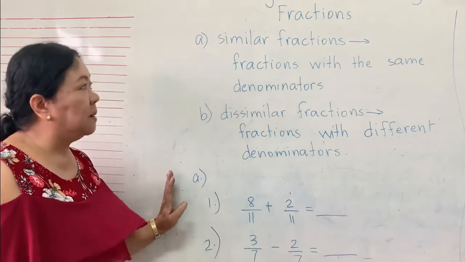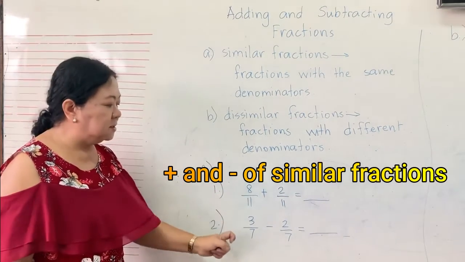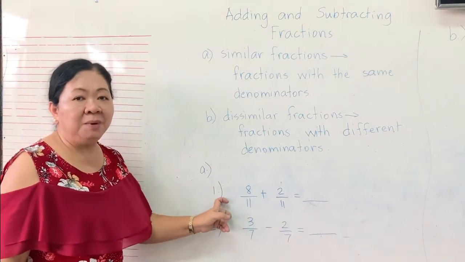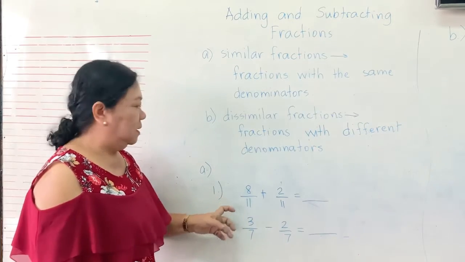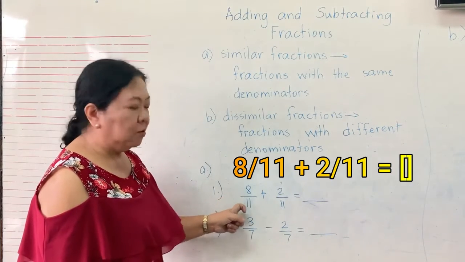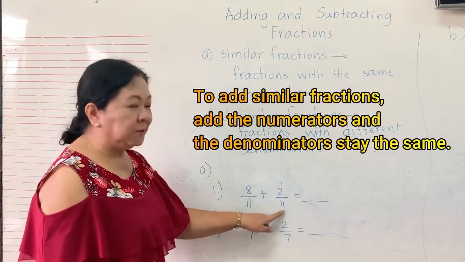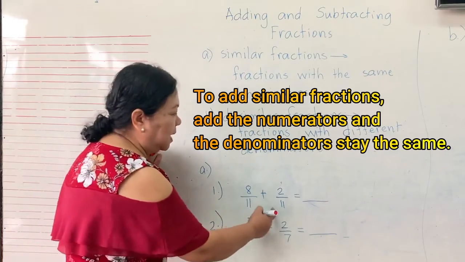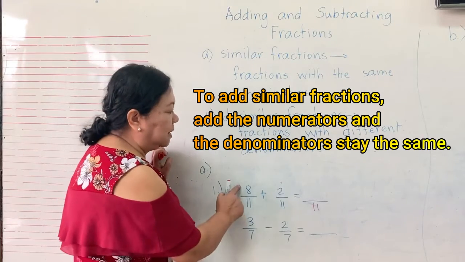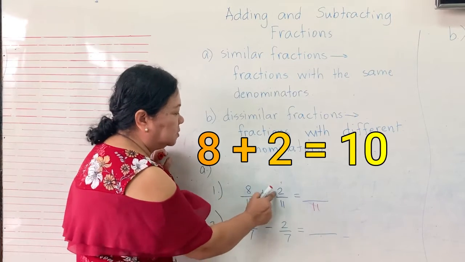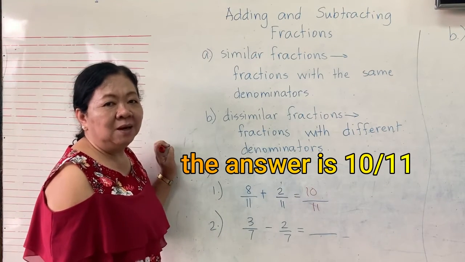I will give you an example of letter A, similar fractions, addition and subtraction. We will do this together because addition and subtraction of fractions follow the same rule. Look here, 8 over 11 plus 2 over 11. If the denominators are the same, you will not add the denominators, but you will write the same denominator. And then you will just add the numerators. 8 plus 2 is 10. Therefore, the answer is 10 over 11.